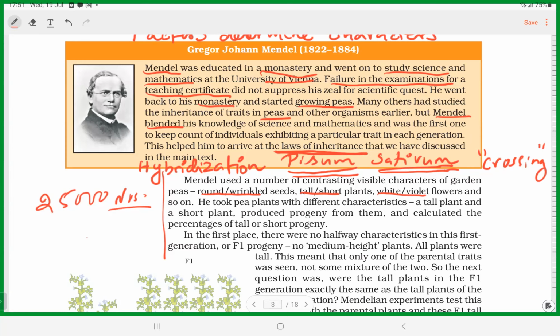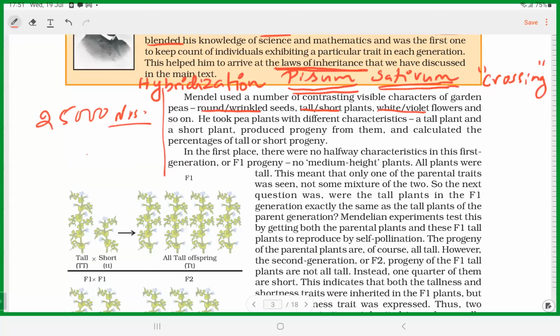Okay, fine. Good. Before getting into that, you should be thorough with some terms. What are the terms? Look at that here. And in that material, can you see when Mendel published his results? 1866, he published his results.